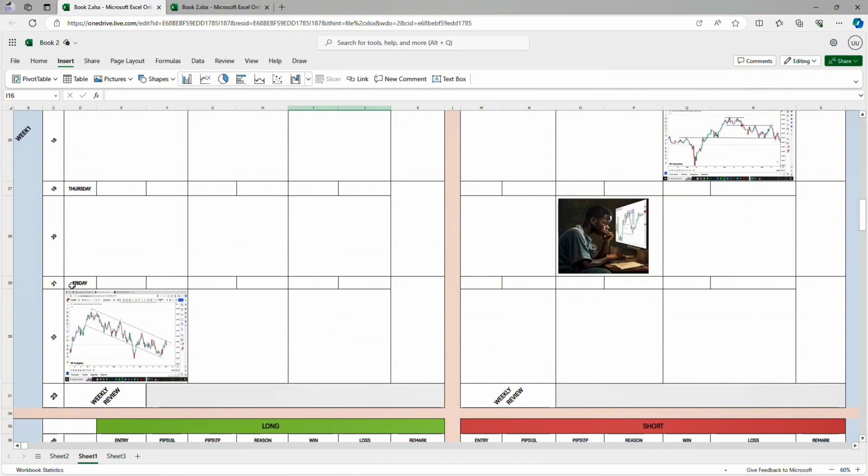You are going to put all the information here, okay? Your entry price, your stop loss, your take profit, the reason for which you took the trade. Was it a break and retest? Was it smart money concept, for those of you who trade smart money concept? Was it a fair value gap? Was it a liquidity void? Anything, you are going to write the reason here.